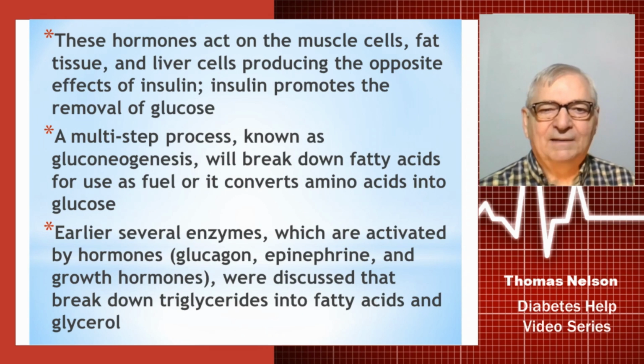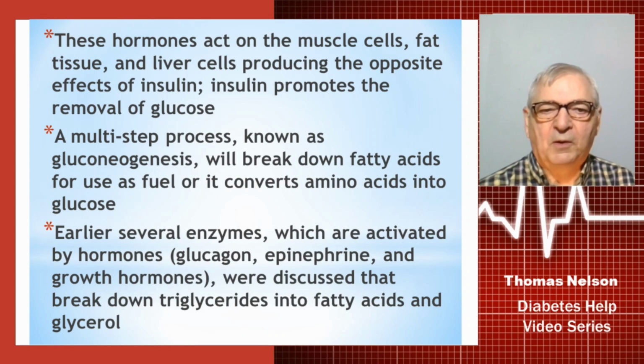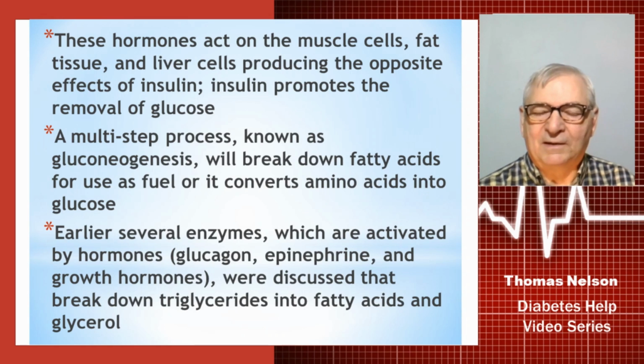So those hormones act on the muscle cells, the fat tissue, and the liver cells and produce the opposite effects of insulin. Insulin promotes the removal of glucose. Those hormones promote the increase in glucose. So it's a multi-step process known as gluconeogenesis. It'll break down fatty acids for use as fuel, or it will convert amino acids into glucose. Proteins are made primarily of amino acids, and about half of the amino acids that are used to manufacture meat tissue are capable of being converted directly into glucose.